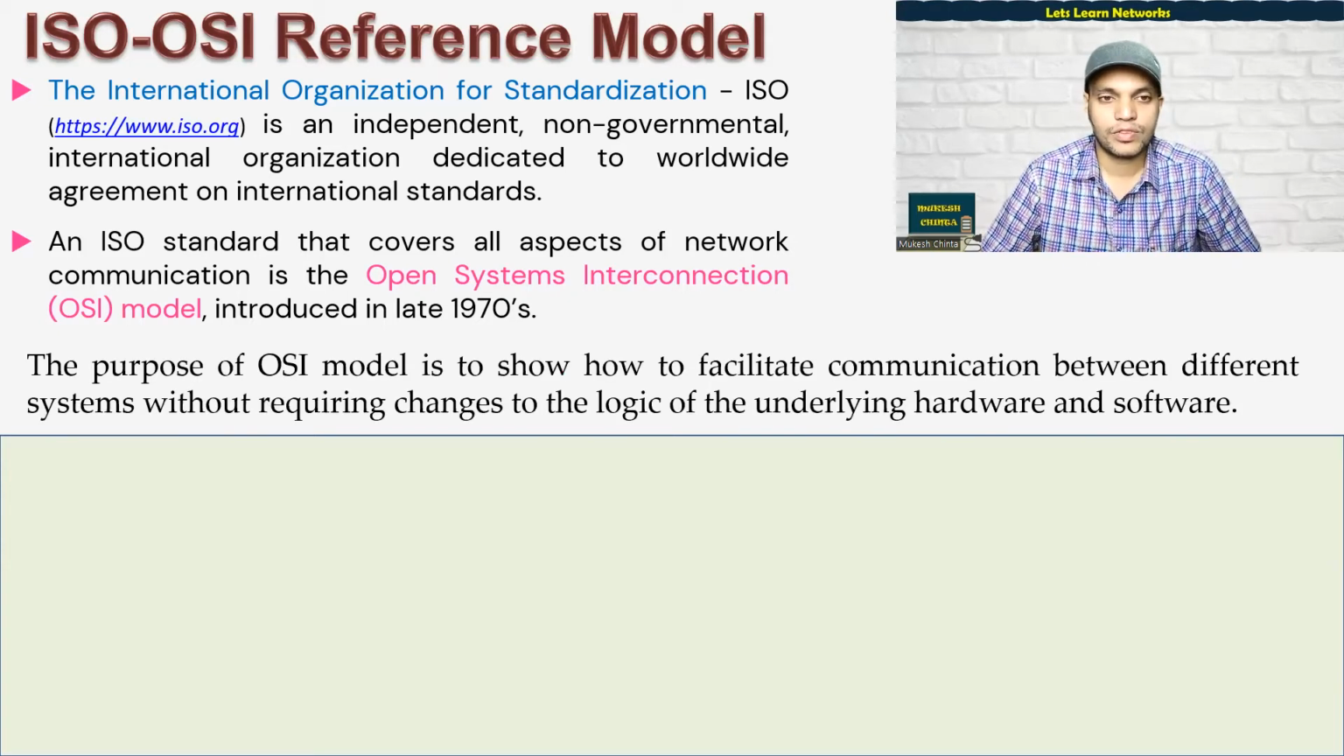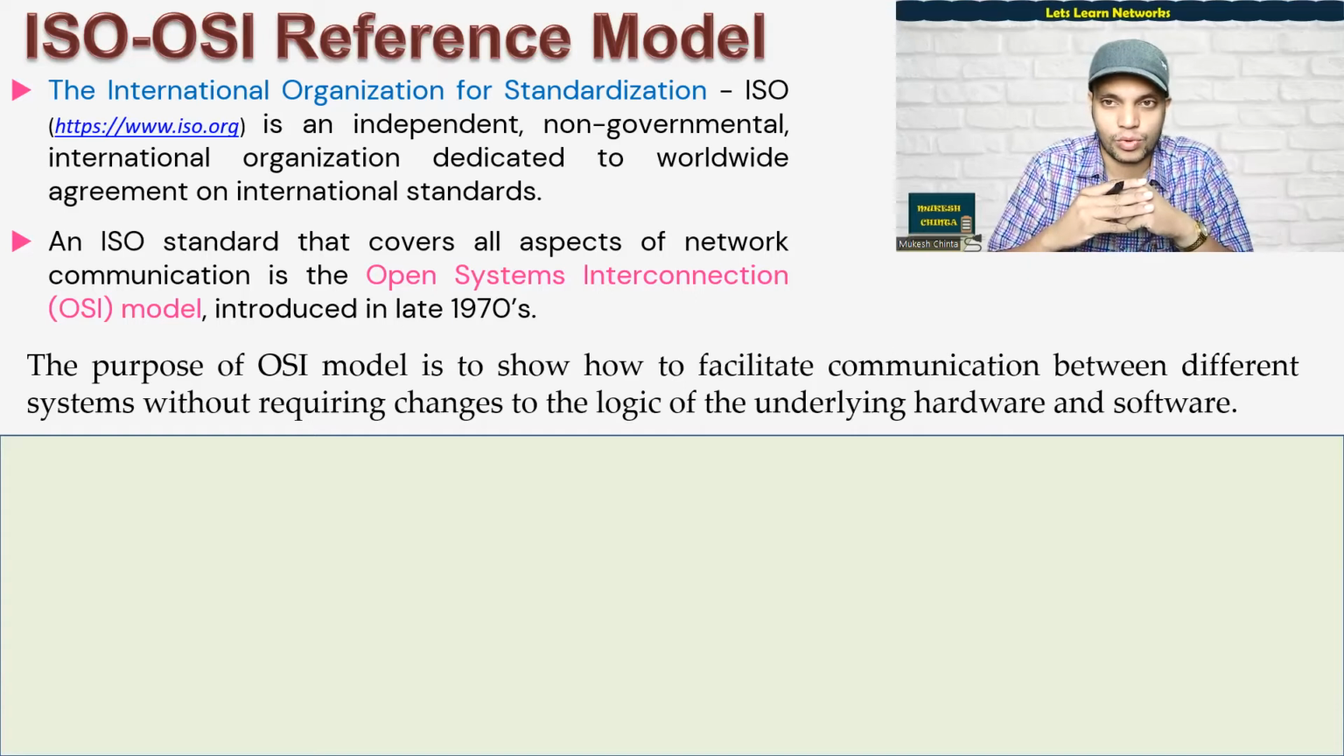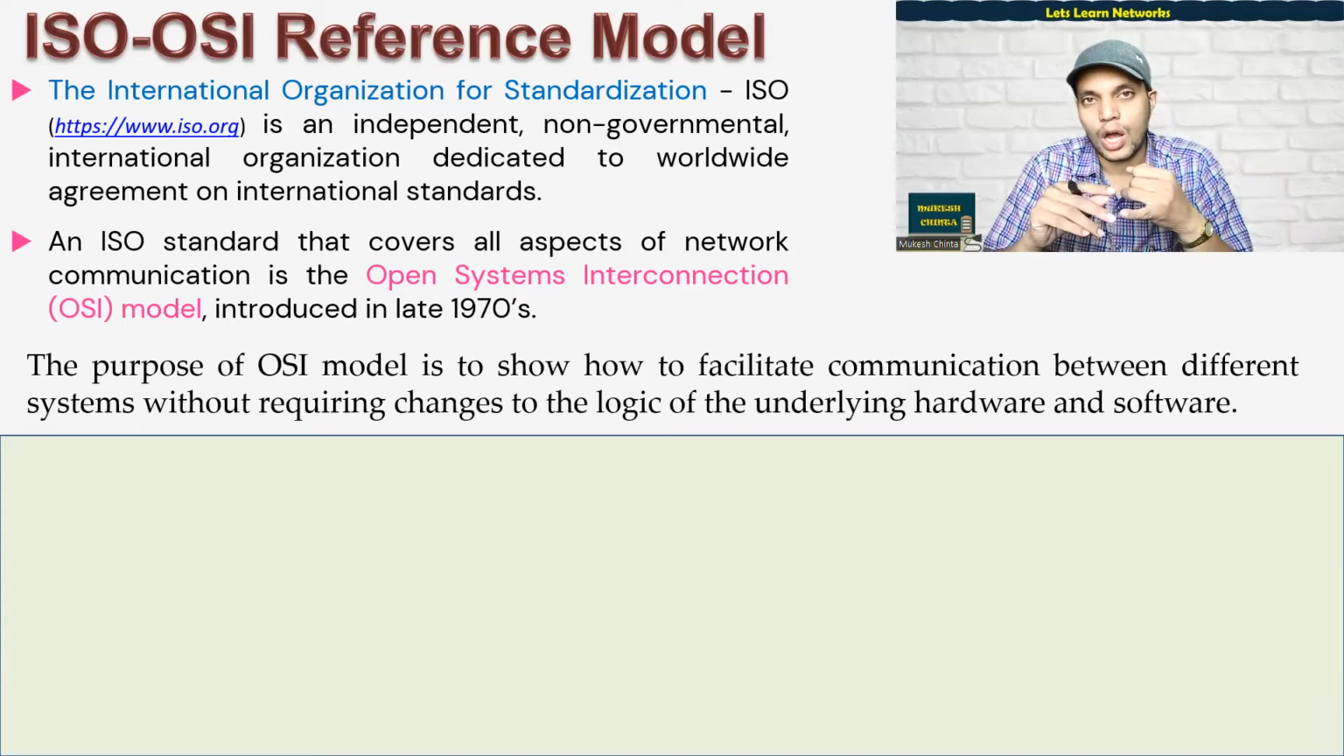Now, the purpose of this OSI model, in simple terms. One more thing: if you read the ISO model in the reverse order, that gets you OSI. ISO stands for International Organization for Standardization, and OSI stands for Open Systems Interconnection Model. The purpose of the OSI model is to show how to facilitate communication between different systems without requiring changes to the logic of the underlying hardware and software.